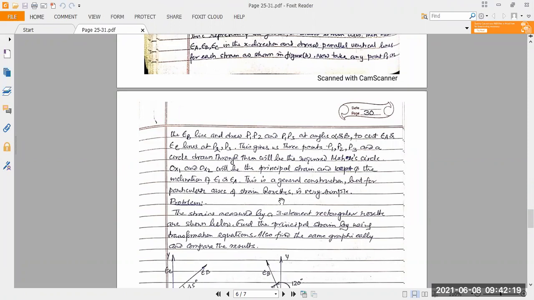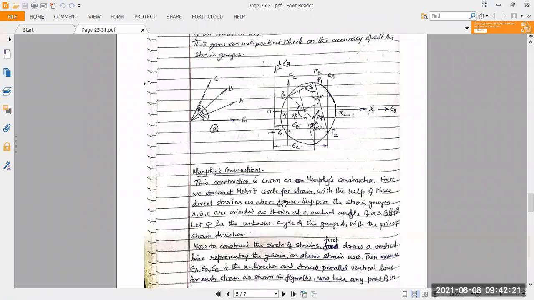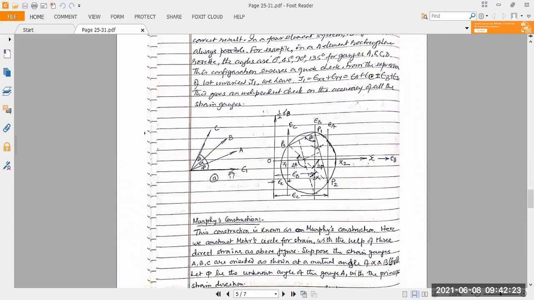So let us quickly recapture this again. What we are doing is placing the strain gauges like this: one strain gauge at A, at B, at C. A makes an angle phi with the epsilon axis, OB makes angle alpha with A, and OC makes angle beta with A.